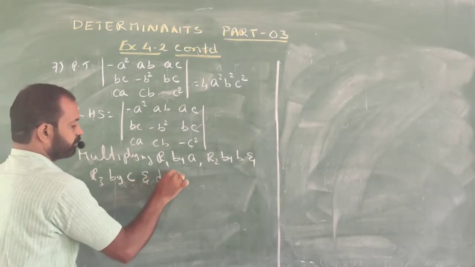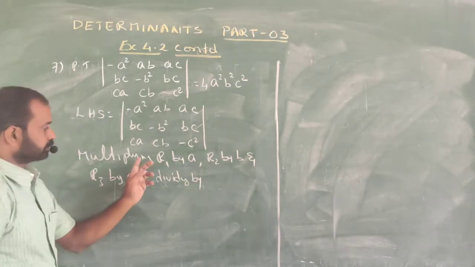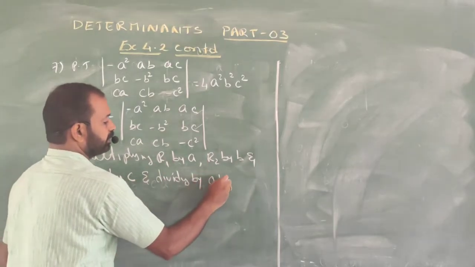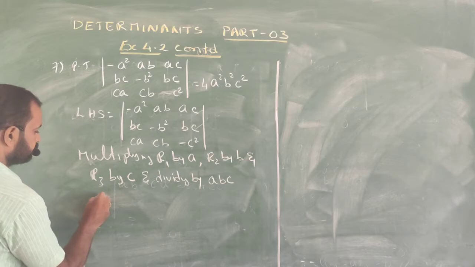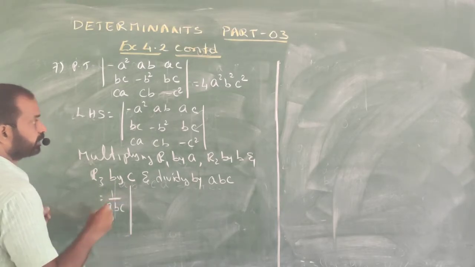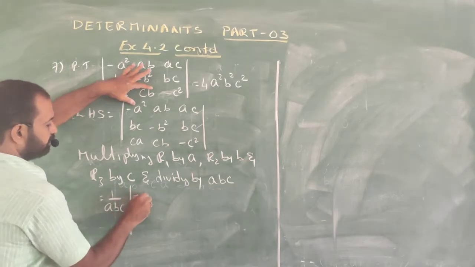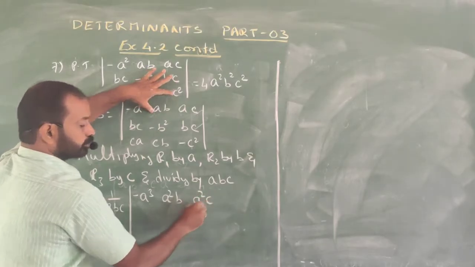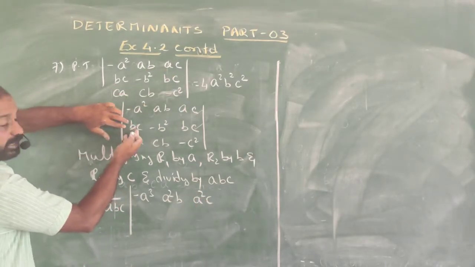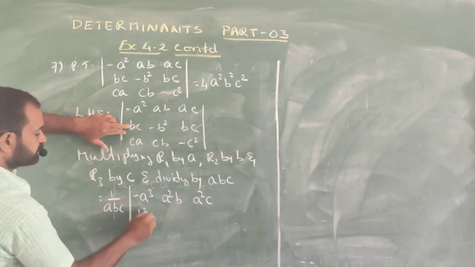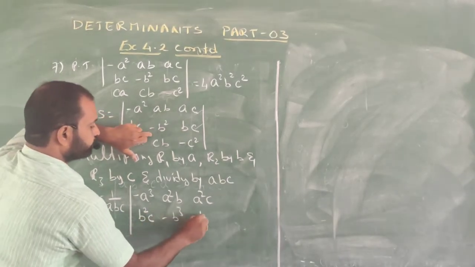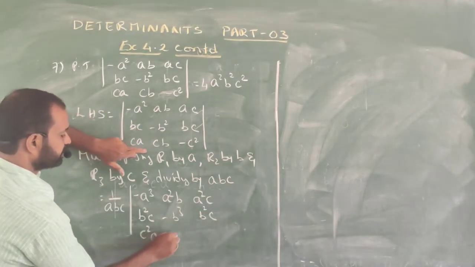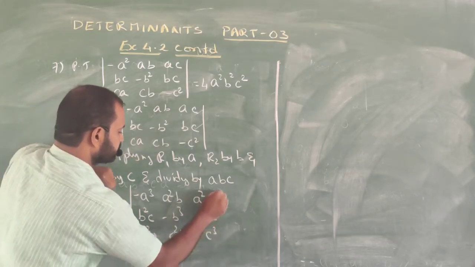So multiplying by a, by b and by c, you have to divide by a into b into c, which is 1 by abc. When you are multiplying by a, this will become minus a cube, a squared b, a squared c. And here, when you are multiplying with b, b squared c, minus b cube, b squared c. Next, when you are multiplying with c, c squared a, c squared b, minus c cube.